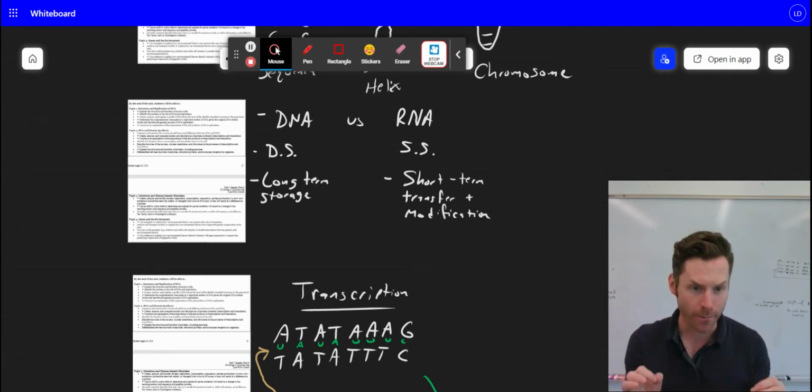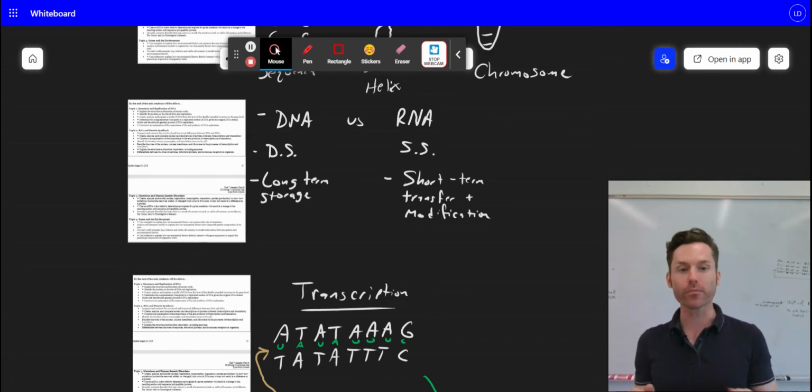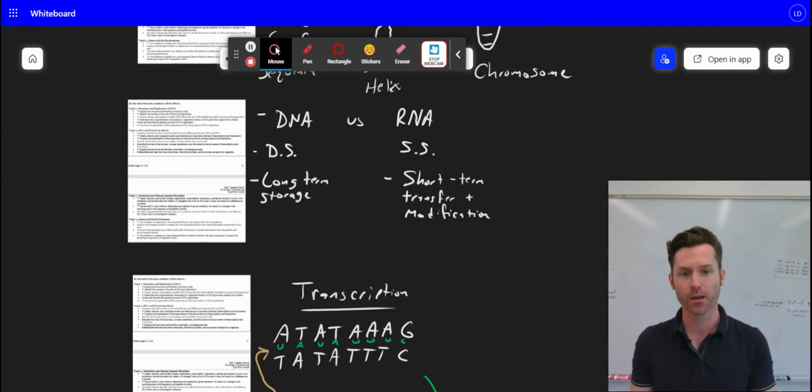That's our mRNA. When we talk about RNA in general, we're usually talking about mRNA. There are other RNAs. The tRNA is another one that we need to know for the story of transcription and translation. But there are other RNAs as well.